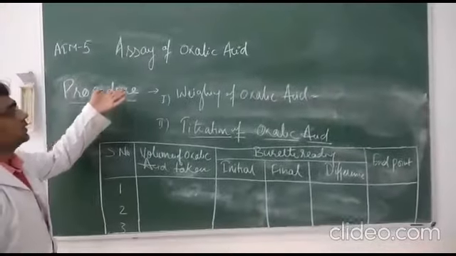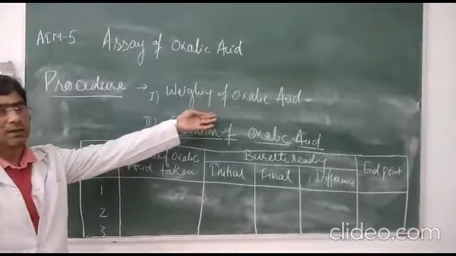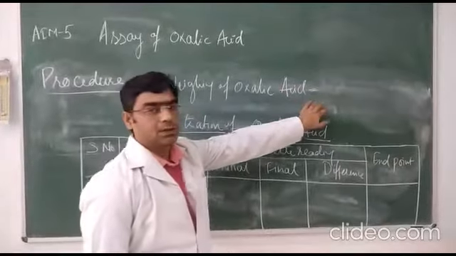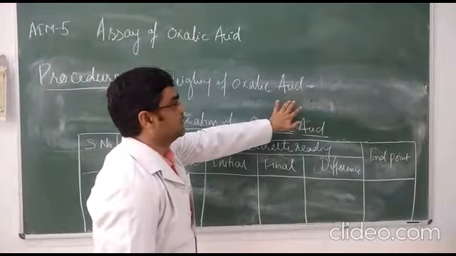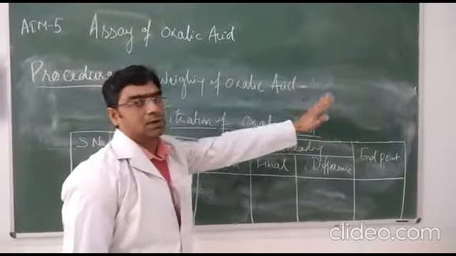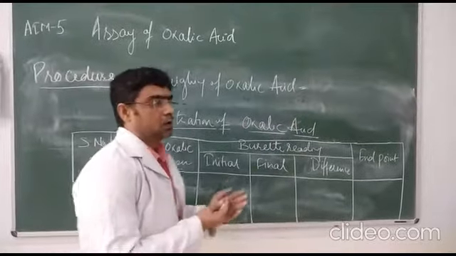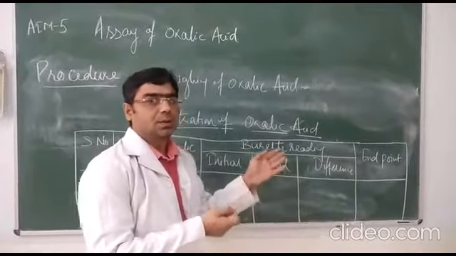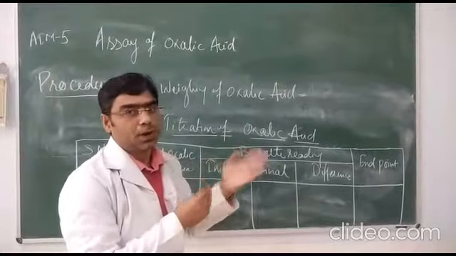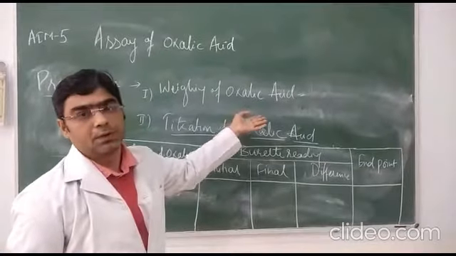In this assay of oxalic acid, the first step of our procedure is weighing the oxalic acid. So how is this quantity calculated? We know we have to do the titration with sodium hydroxide, and the titration is always done at equinormal concentration. The sodium hydroxide which we have prepared and standardized in the fourth experiment is 0.1 normal. So here we are going to prepare an oxalic acid solution of 0.1 normal.